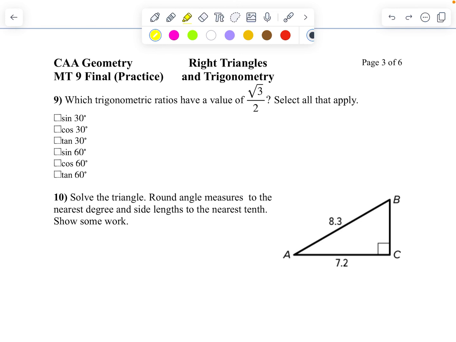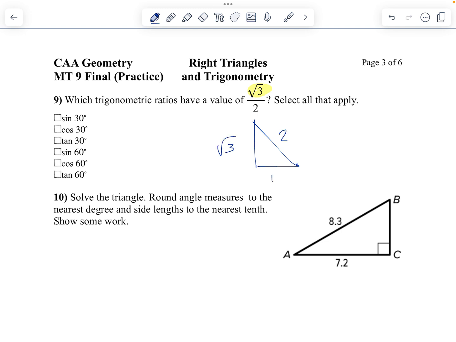On number 9, I want to look at my trig ratio, square root of 3 over 2. Square root of 3 should be a huge hint. That's my 30, 60, 90 triangle, because I know in my 30, 60, 90 triangle, it goes 1, 2, square root of 3. And notice I only have 30s and 60s on here.